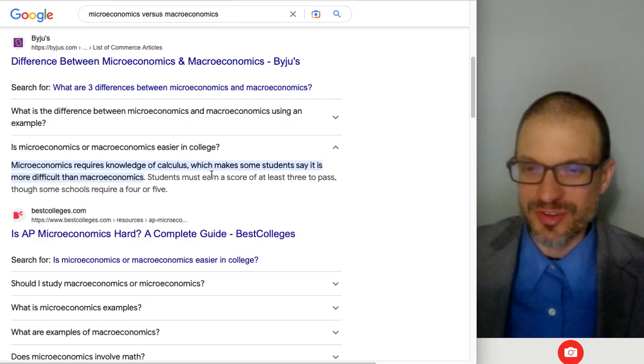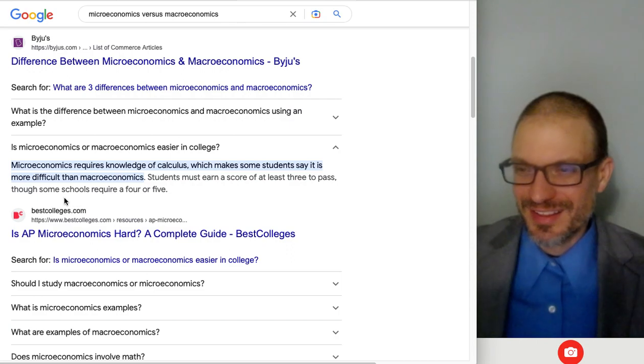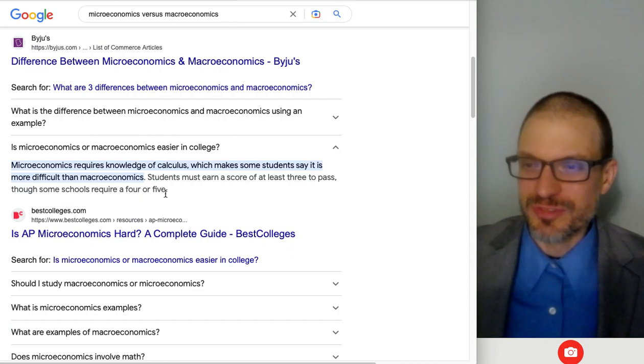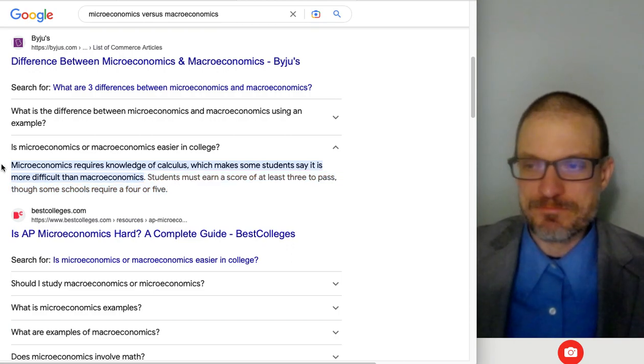Microeconomics requires knowledge of calculus, which some students say is more difficult than macroeconomics. Students must earn a score of 3 to pass. So some require a 4 or 5. So this must be talking about, this is specific to the AP test, is what the score of 3 or 4 or 5 is doing.